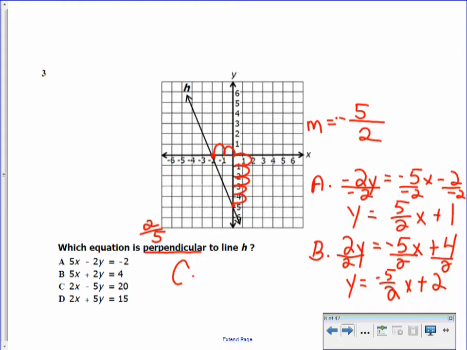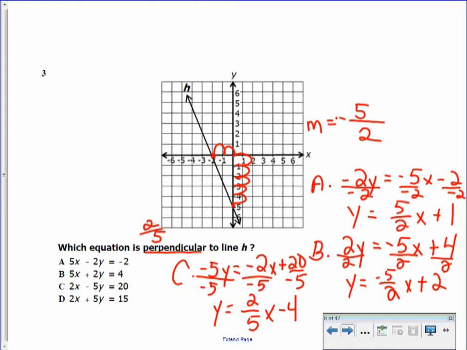All right, so we go to C. Move 2x over, and then divide by -5. Oh, hey, we have a match. Found our 2/5. And D, it turns out, you get a slope of -2/5. That turns out to be y equals -2/5 x plus 3. So C is the answer. Questions there?